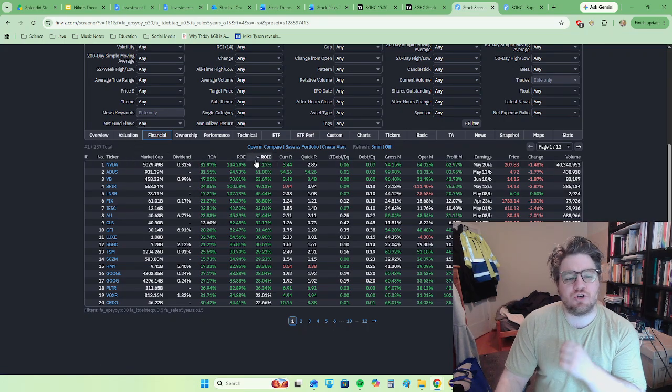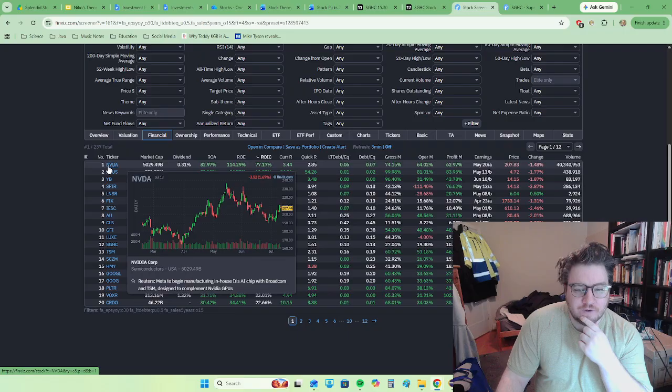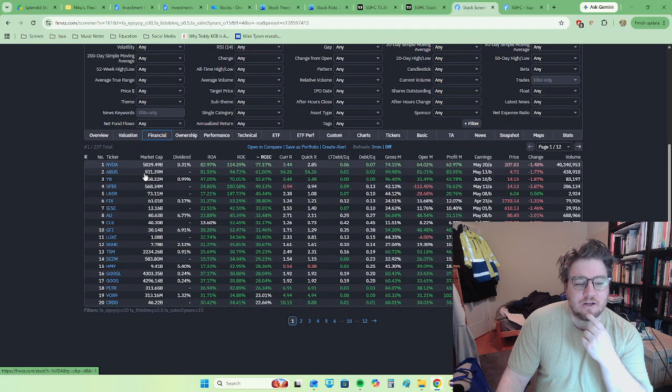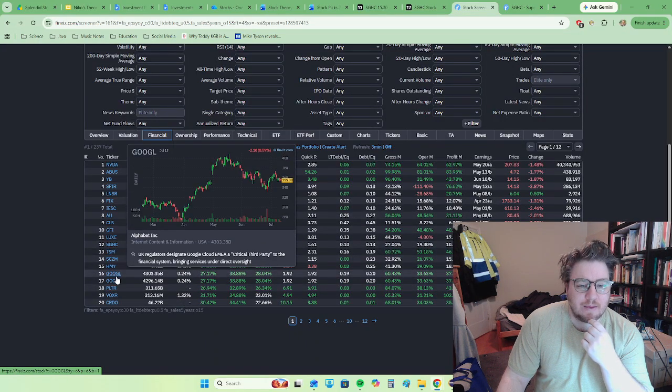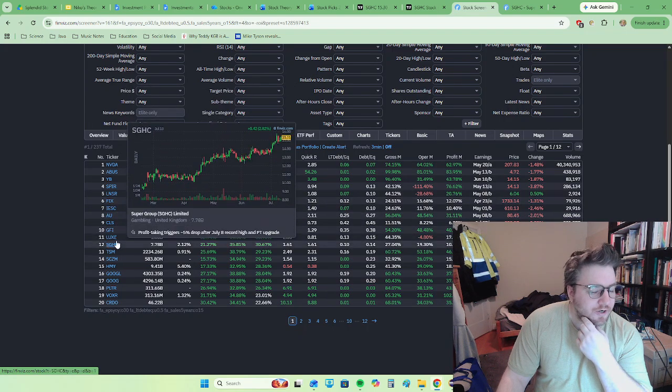So out of these 237, I sorted by return on invested capital. Nvidia was the top, and then I looked at the market capitalization, which is the size of the company. The ones that give a dividend are kind of more trustworthy. And then I hovered over them and looked at the stock price, the stock chart.